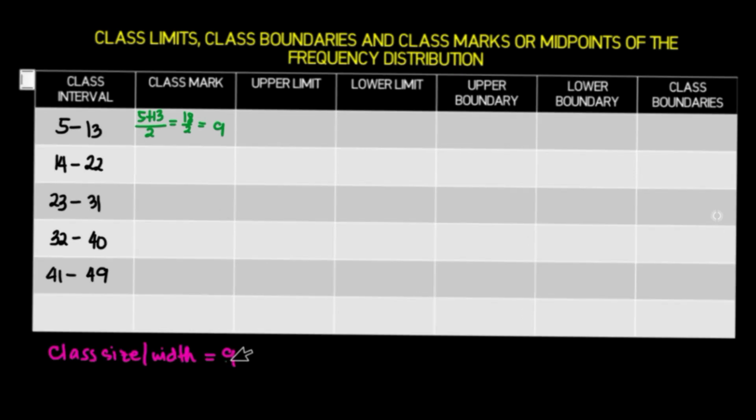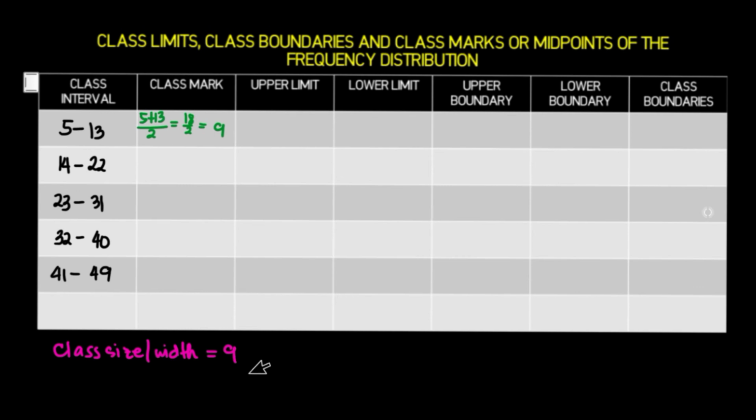So, since alam naman po natin yung class size, or yung class width na 9, pwede na po tayong mag-add na lang pababa, para hindi na tayo mag-average. Pero kung gusto nyo i-average pa rin, nasa inyo na yun. So, 9, yung unang class mark. 9 plus 9 is 18. 18 plus 9 is 27. 27 plus 9 is 36. And then 36 plus 9 is 45. Pwede nyo po i-check kung gusto niyo.